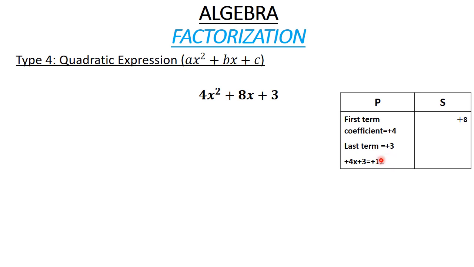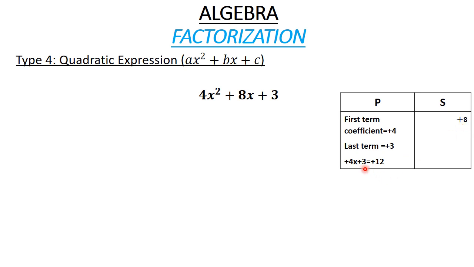We can even start with 4 and 3. So positive 4 times positive 3 is 12, but is it going to give us 8? Positive 4 plus positive 3, it's positive 7. So no. Let's try out something else. What about 12 and 1? 12 times 1 is 12. But what if we add them? 12 plus 1, it's going to be 13. Even if we try the negatives, negative 12 and 1 are not going to give us 8.